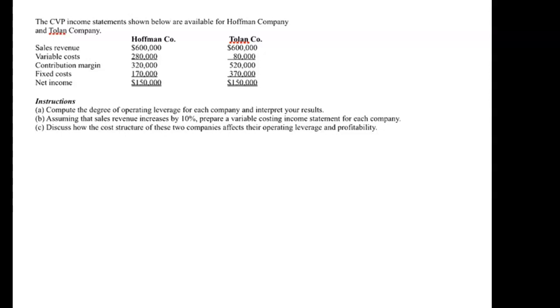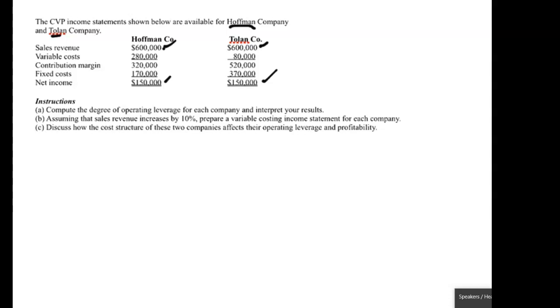In creating what's called operating leverage. In this problem, we have the CVP income statements for Hoffman Company and Tolan Company. Now notice they both have the same amount of sales, $600,000. And they both have the same net income, $150,000 and $150,000. But their cost structure is different.